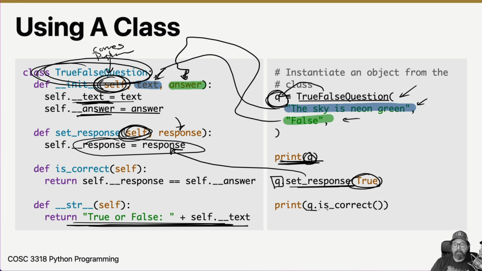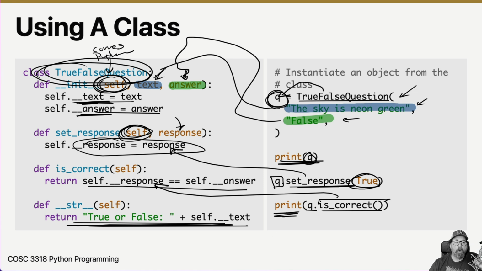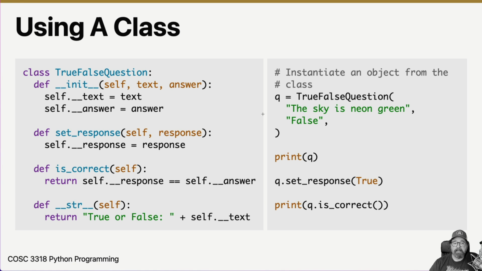And then we print q is correct. And when we call is correct, it goes to that function, that method on that class, then calls that, returns a Boolean value, and then prints it for us. Okay? So again, all this class stuff and data stuff, all of this data and method stuff, it's all about affecting the top to bottom flow, right?